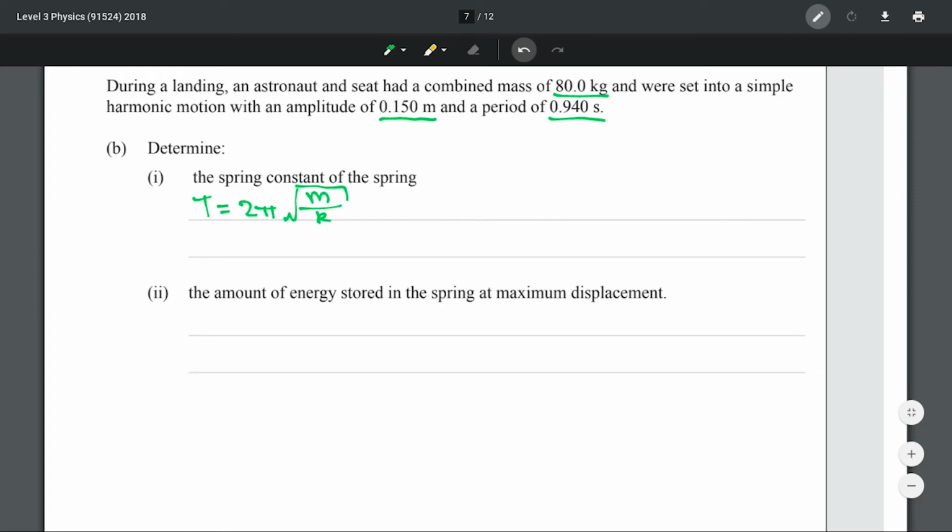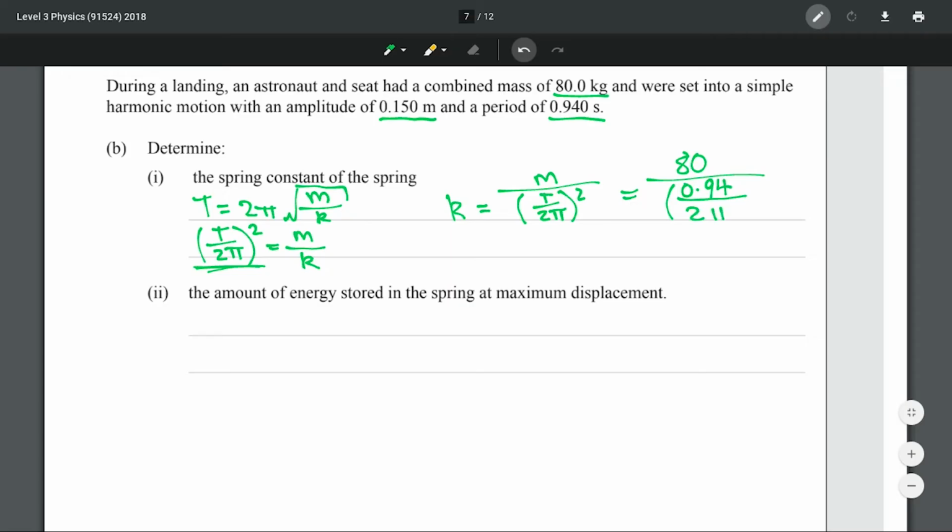If we divide both sides by 2 pi and then square both sides, we get this. And now if we multiply both sides by k and then divide by this side here, we can solve for our k and get this. Putting our numbers in, which gives me 3,570 newtons per meter to 3 significant figures.